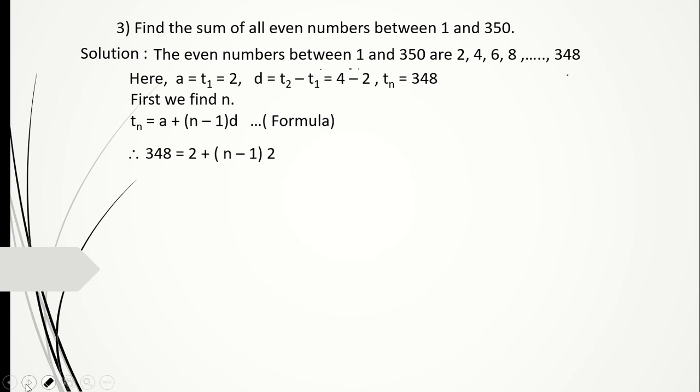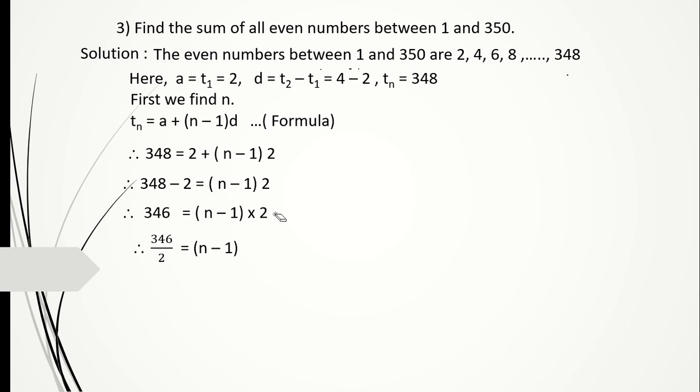So substitute 348 for Tn. A is 2, n minus 1 we don't know, keep it as it is, into 2. Now this 2 comes here and becomes minus, so that becomes 346, and on this side we get 2n minus 2. Or you can directly bring this 2 down; it was multiplied, it becomes division here. So we got n is equal to 174.